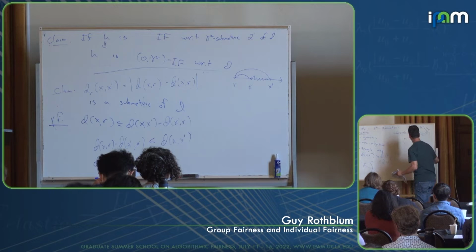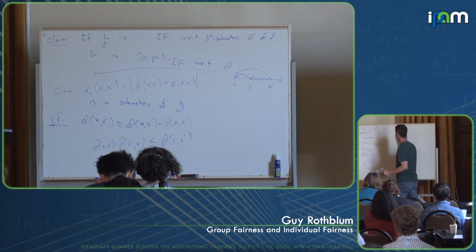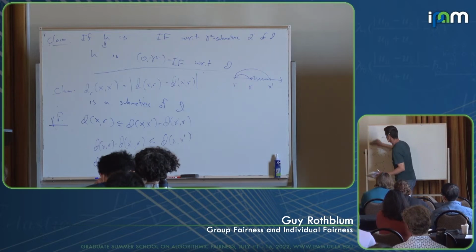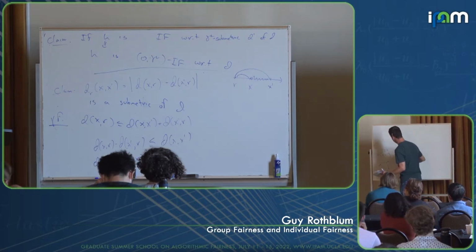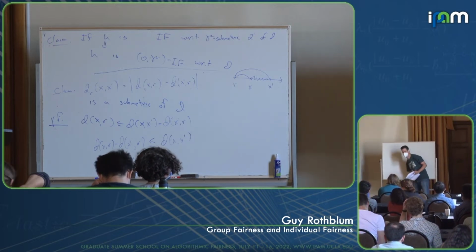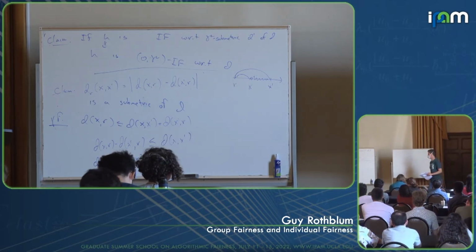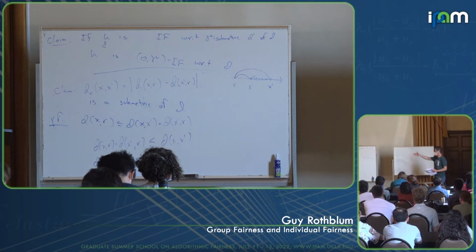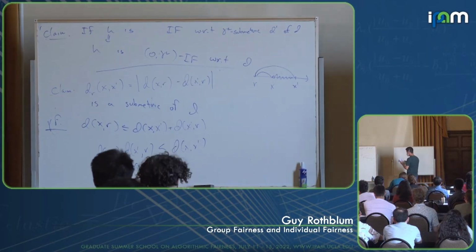Good. So we have two steps that we need to make. The first is to show how to sort the xi's by their distance from r. And the second is how to use that sorted list in order to get a good approximation to the submetric, d sub r. So far, so good? Good.